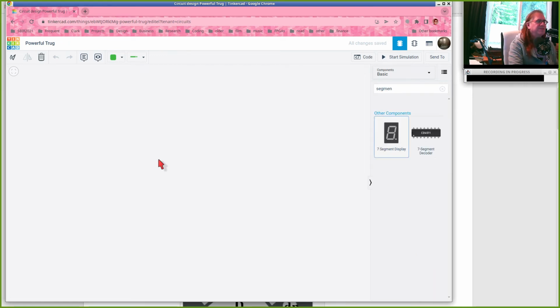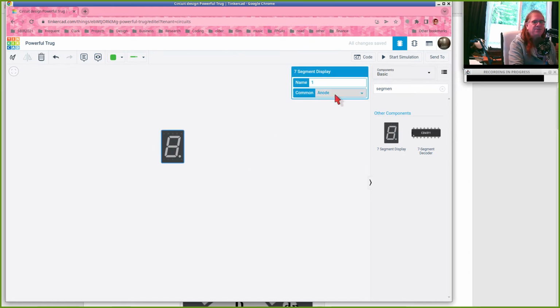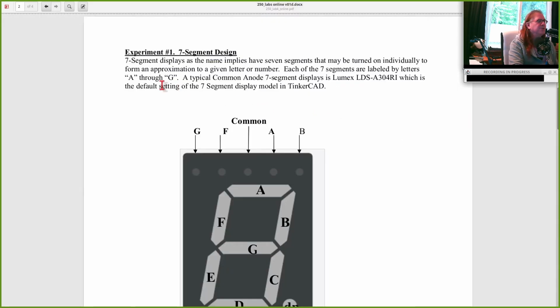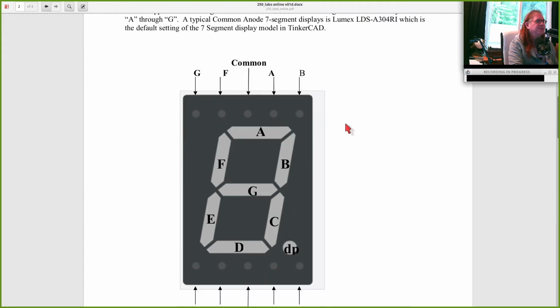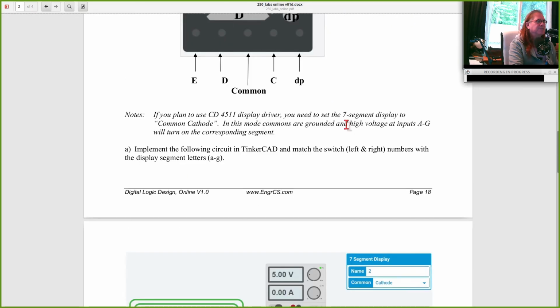So let's pop a 7-segment display in here. This is set up to what's called a common anode. And there's a note in here. This is a common anode 7-segment display. Common anode is the default mode, but we're going to want to switch to common cathode later.